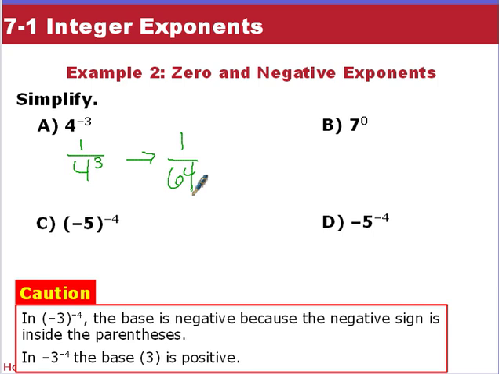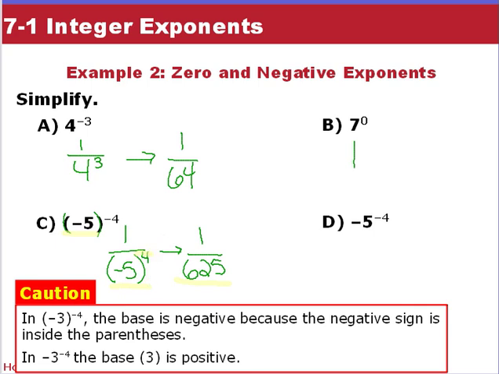7 to the 0 power is going to be 1. A non-negative number raised to the 0 power is always 1. Negative 5 to the negative 4th power is going to be 1 over, and put parentheses, negative 5, because everything here is grouped, to the 4th power, which is going to be 1 over 5 times 5 is 25, times 5 is 125, so 625. And again, notice the number went from the numerator into the denominator, and our exponents became positive.